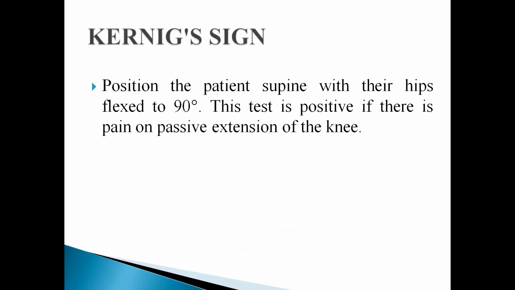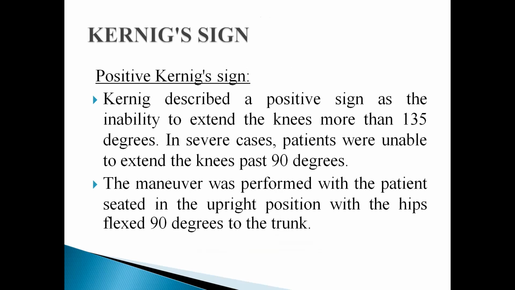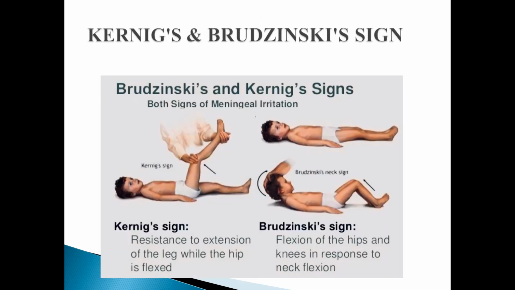The first sign is the KERNIG'S sign, where the patient is positioned supine with their hips flexed to 90 degrees. The test can be considered positive if there is pain on the passive extension of the knee. Let me show you the picture depicting this. So this is a picture depicting the KERNIG'S sign.